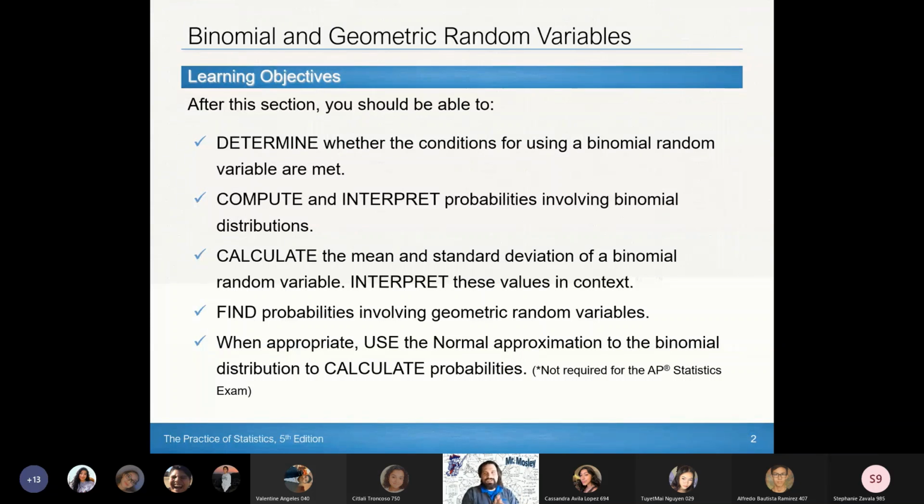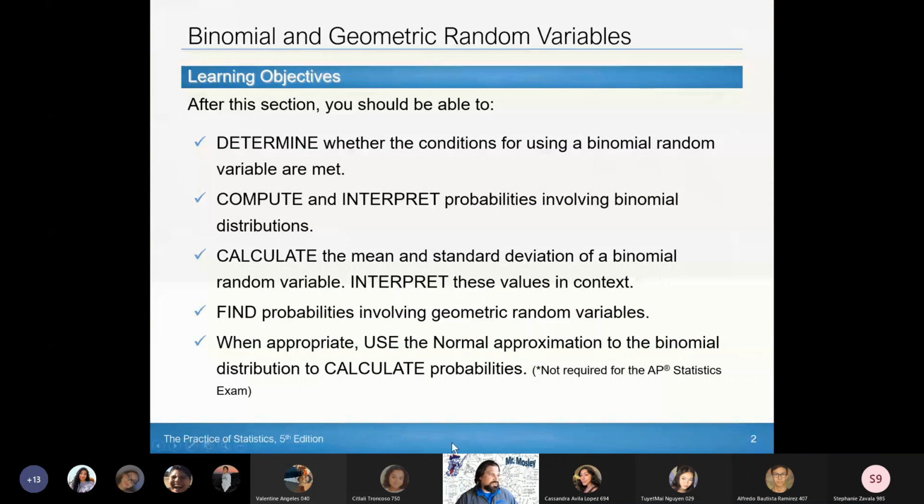After this lesson, you should be able to determine whether the conditions for using a binomial or geometric random variable are met, compute and interpret probabilities involving binomial distributions, calculate the mean and standard deviation of a binomial random variable, interpret these values in context, find probabilities involving geometric random variables, and when appropriate, use the normal approximation to the binomial distribution to calculate probabilities.